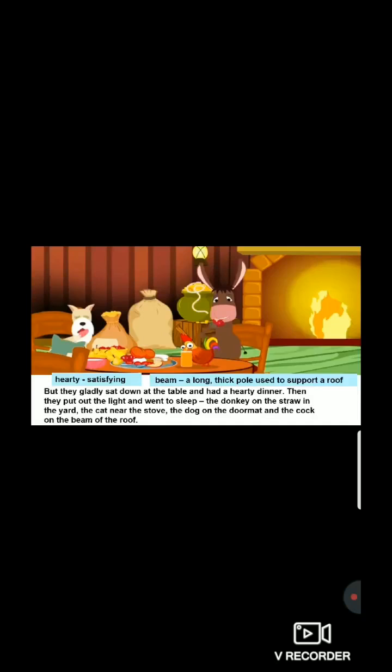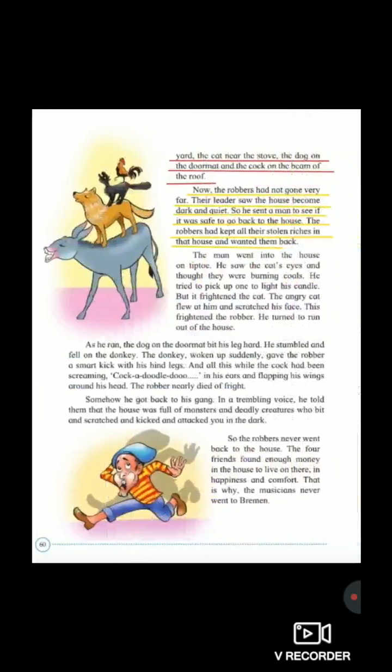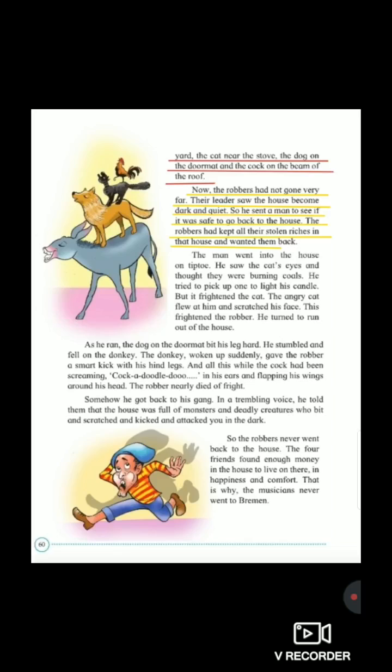The donkey on the straw in the yard, the cat near the stove, the dog on the doormat and the cock on the beam of the roof. जैसे मैंने आपसे कहा डोंकी कहाँ सोया था, यार्ड में. यार्ड मीन्स ज़मीन की तरफ. और कैट कहाँ सोती है, यस, चिमनी के पास जहाँ पे फायर होता है, मीन्स स्टोव के पास. The dog on the doormat, डॉग हमेशा डोर के साइड सोता है जहाँ पे डोरमैट होता है. And the cock on the beam of the roof, और कॉक कहाँ पर रहती है, हमेशा छत के ऊपर, राइट. सो सब लोग सोने चले गए लाइट्स ऑफ करके. So now students, page number 60, paragraph number 2.